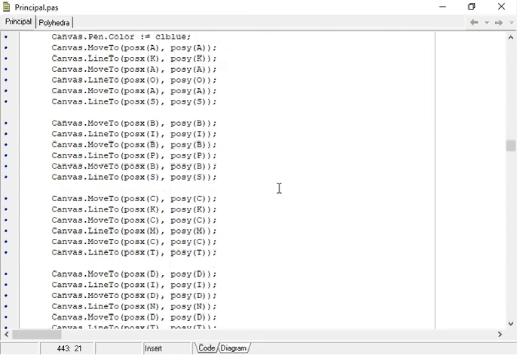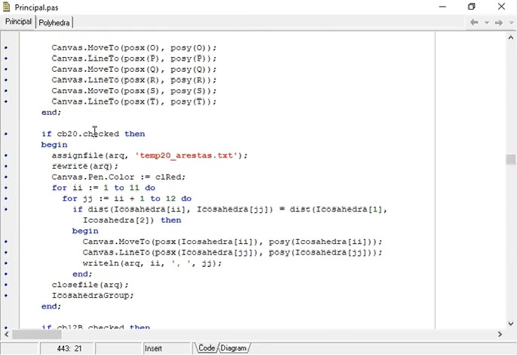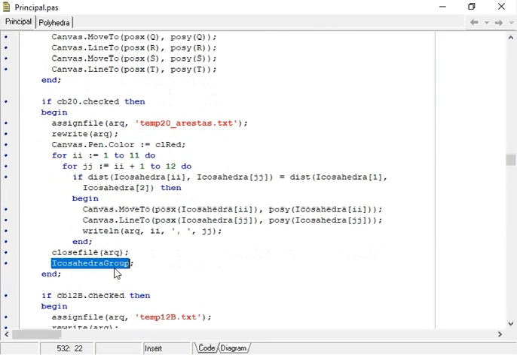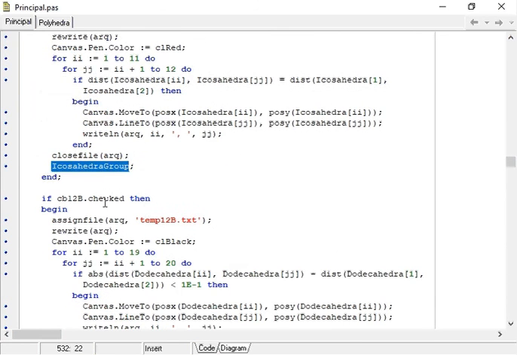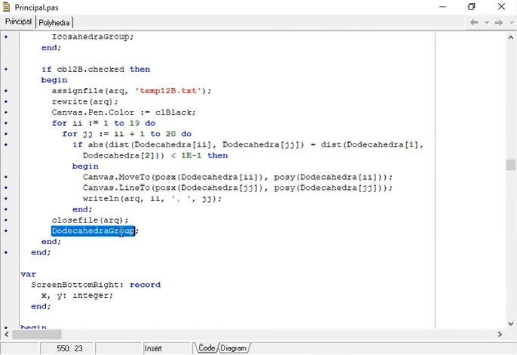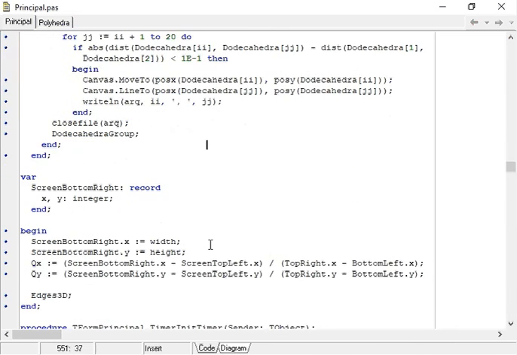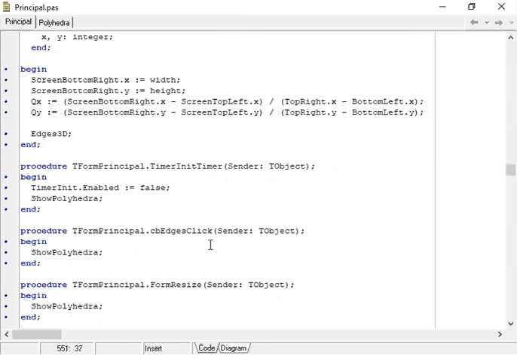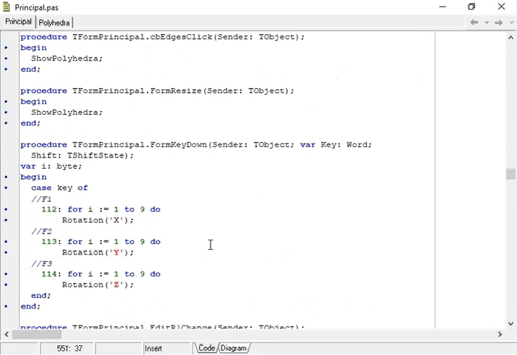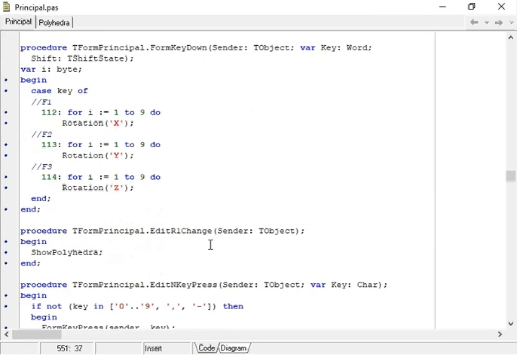12A is explained. CB20 is explained. I added the icosahedra group. 12B, check it. I added the dodecahedra group. And timer is explained. Show polyhedra is explained. Form key down is explained.